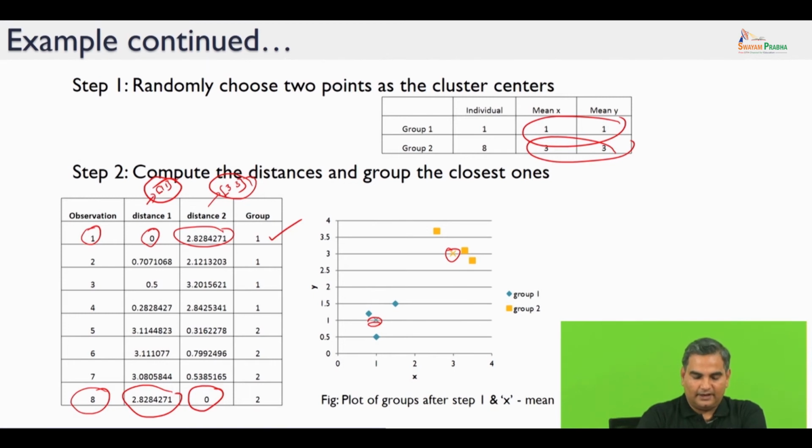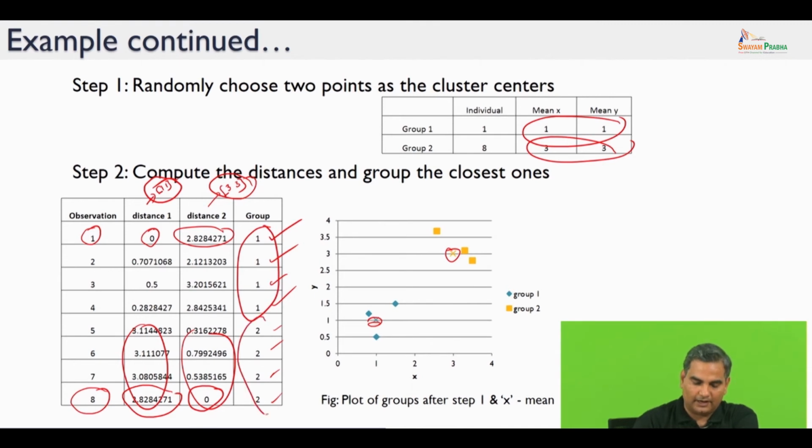The second observation, again if you look at it, distance 1 is less than distance 2. So, the second observation is also assigned to group 1, and you will notice through this process the third and fourth will be assigned to group 1, and 5 6 7 8 will be assigned to group 2, because these distances are less than these distances. So, by starting at some random initial point, we have been able to group these data points into 2 different groups, one group which is characterized by all these data points, the other group which is characterized by these data points.